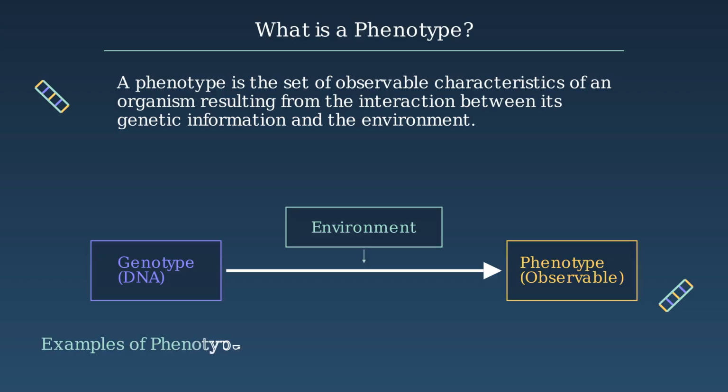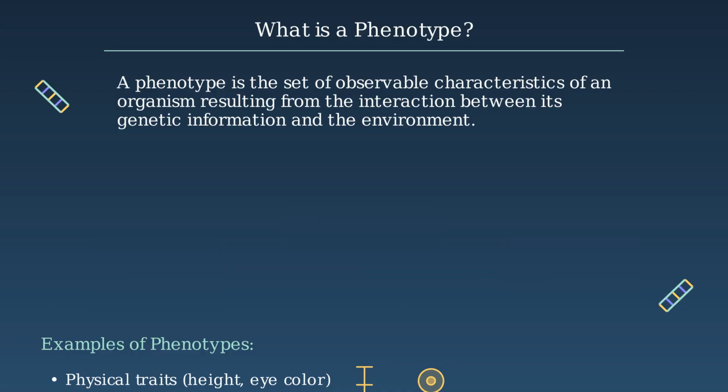Phenotypes include a wide range of observable characteristics, such as physical traits like height and eye color, biochemical processes like enzyme activity, behaviors such as aggression or mating preferences, and even susceptibility to diseases. It's important to remember that phenotypes are what we can directly observe or measure, while genotypes are the underlying genetic instructions that may not be immediately visible.